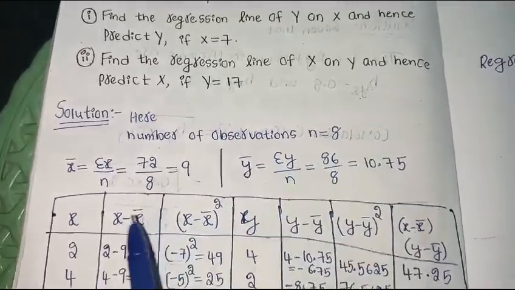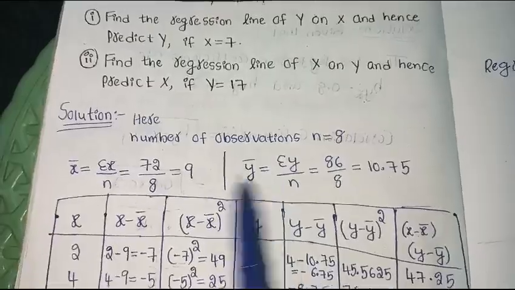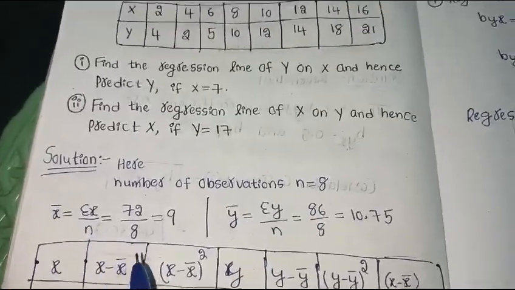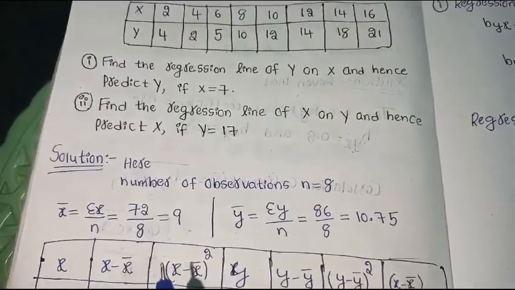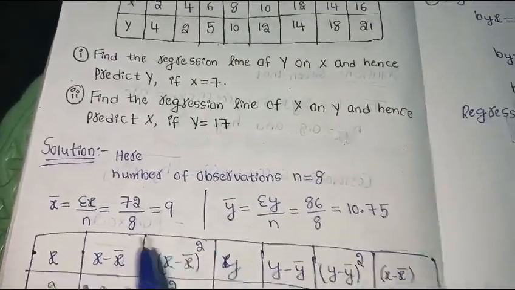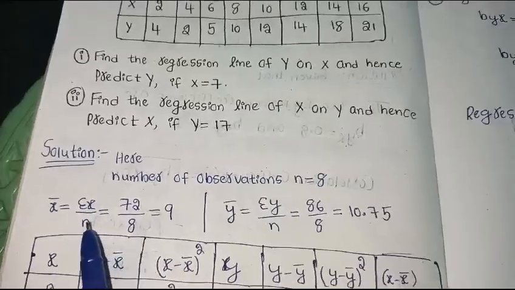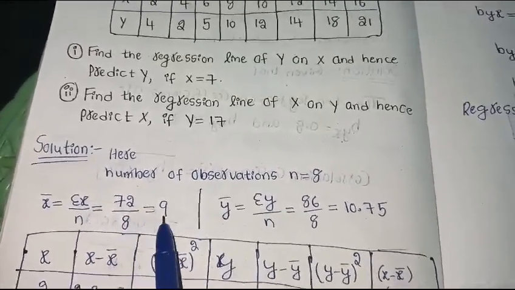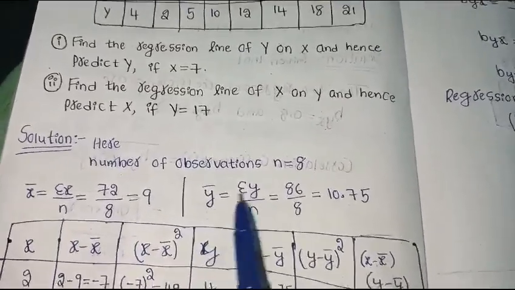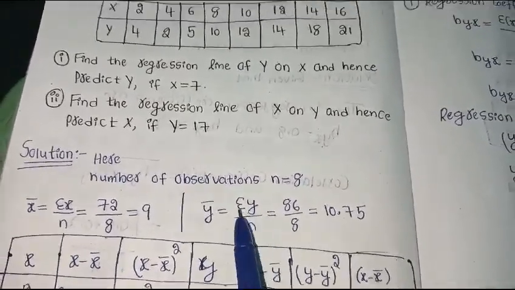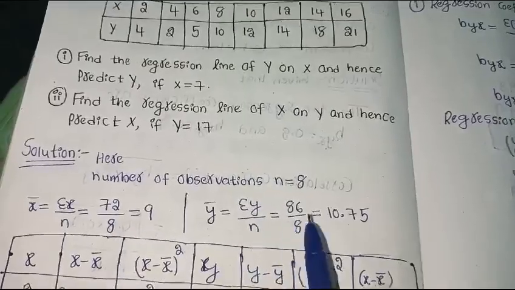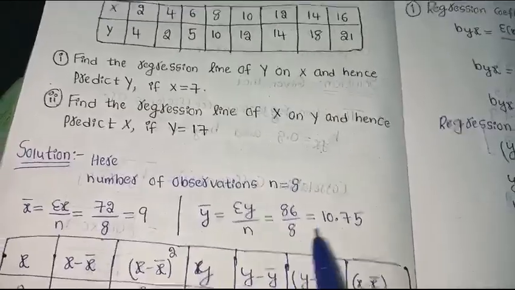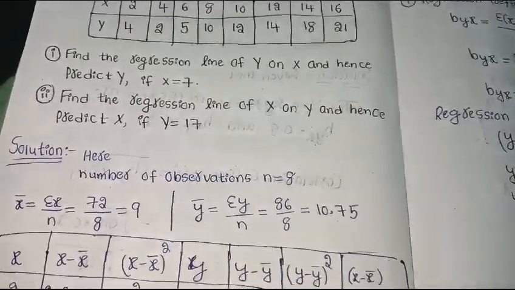Next we calculate x bar and y bar. X bar is equal to summation x by n. Summation x means we need to add 2 plus 4 plus 6 plus 8 up to 16. The value will become 72. Next n is equal to 8, so we write 8. Next 72 by 8 is 9. Next we calculate y bar, which is summation y by n. The value of summation y is 86. The value of n is 8, so we substitute 8. 86 by 8 is 10.75.